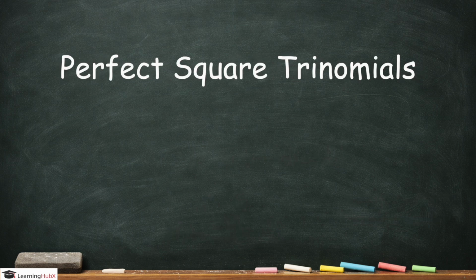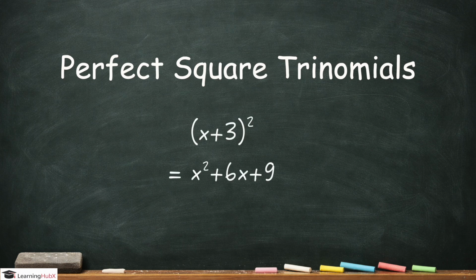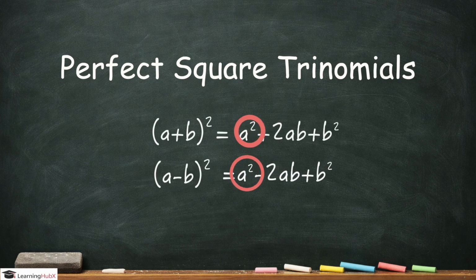A perfect square trinomial is a 3-term polynomial that results from squaring a bracket. Let me show you an example. (x plus 3) squared equals x squared plus 6x plus 9. You might be wondering how we did that so quickly. Here's the pattern. First squared, last squared, middle is double. Once you recognize this pattern, factorizing becomes instant.